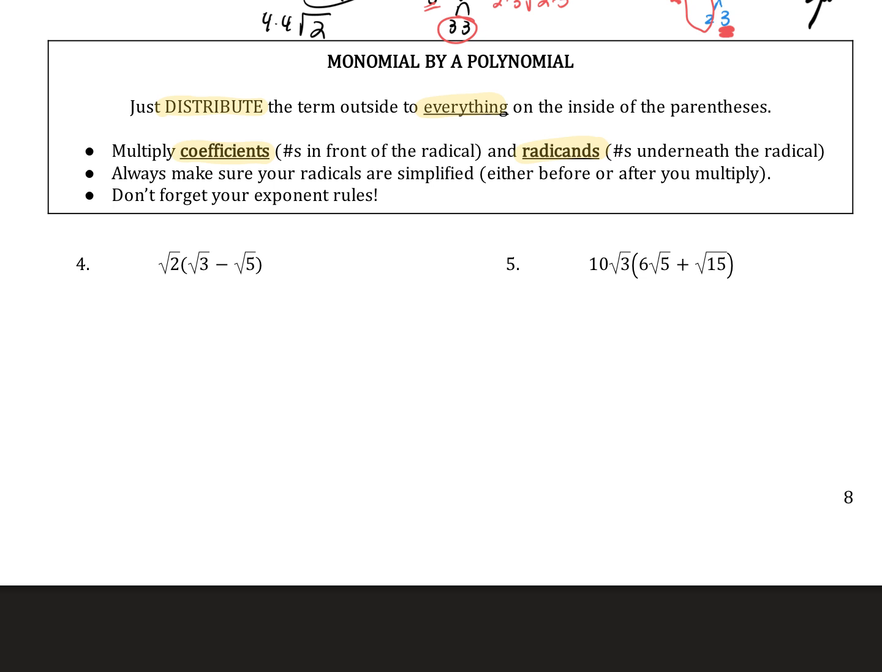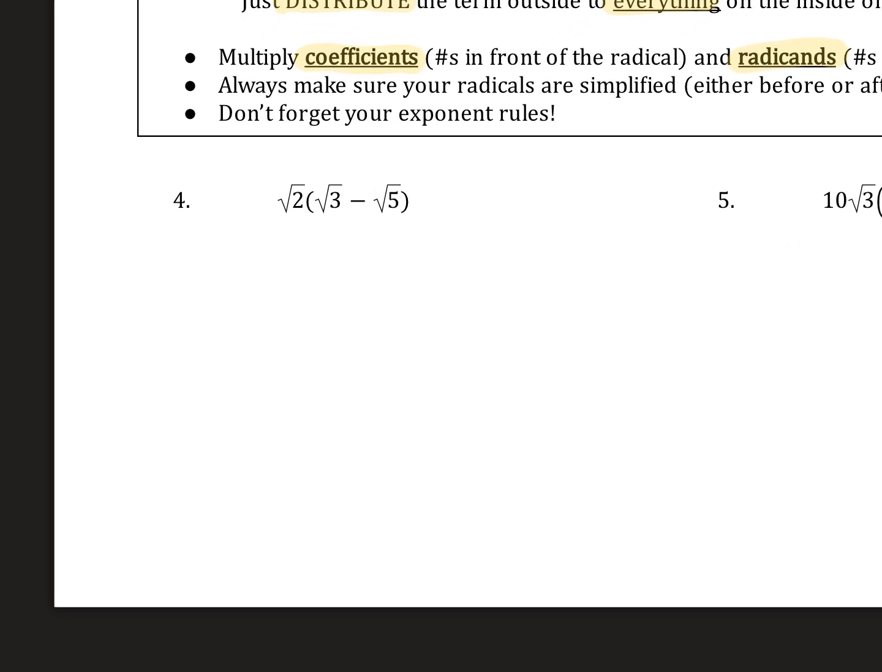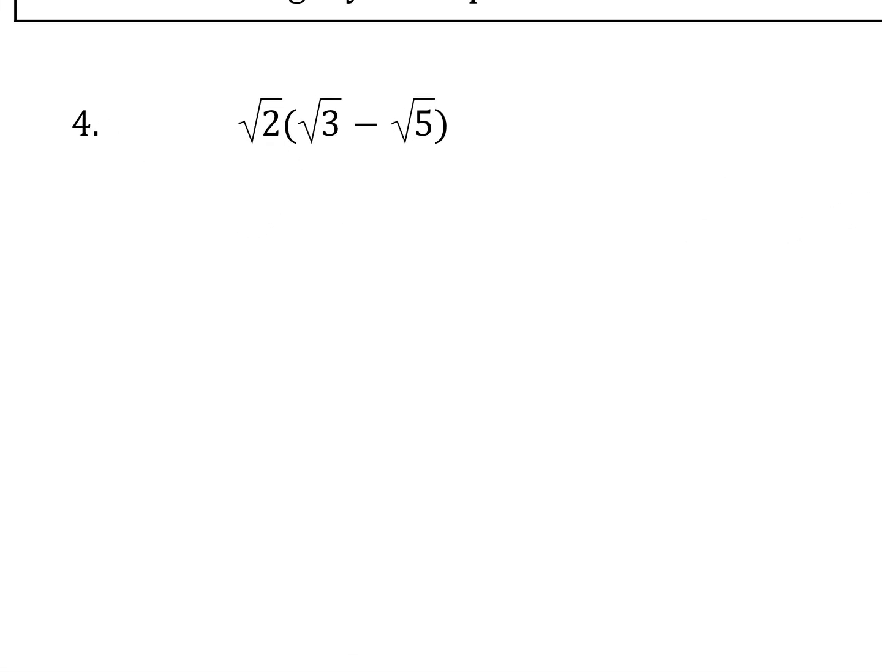Okay. In this instance, again, you can simplify either before or after you multiply. If the numbers are small enough, then I wouldn't worry about it. But if they start getting bigger, then simplify before you start going. All right, let's look at this example right here. 2 root 3 times root 3 minus root 5.